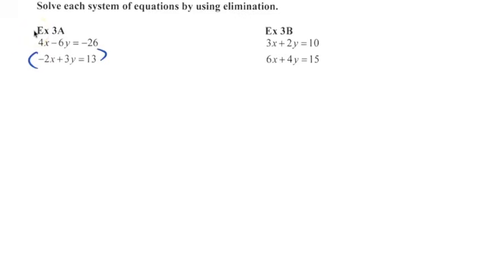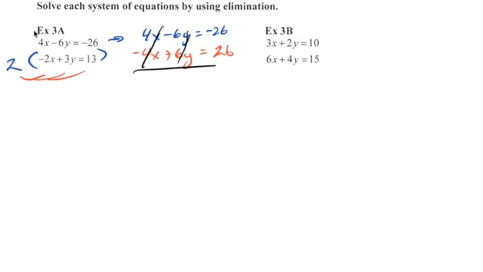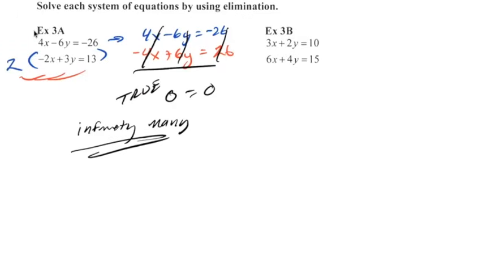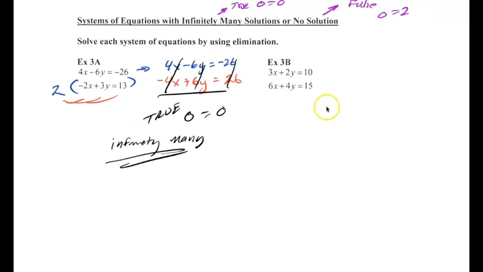Let's do that. Multiply this bottom by 2. The top here is 4x - 6y = -26, not changing anything. On the bottom, we're going to multiply all these by 2. We get -4x + 6y = 26. And if you notice, what happens when I add them? These cancel, those cancel, and these cancel. We get 0 = 0, which is a true statement. True, spelled correctly. But it's infinitely many solutions. Again, just like all other times, if you get a true statement, then it's infinitely many. If you get a false statement, which I'm imagining this one would be, you get no solution.